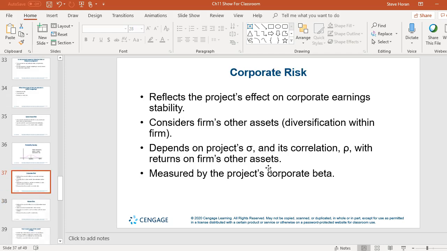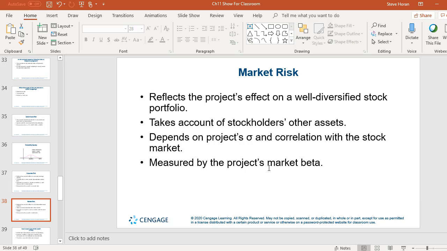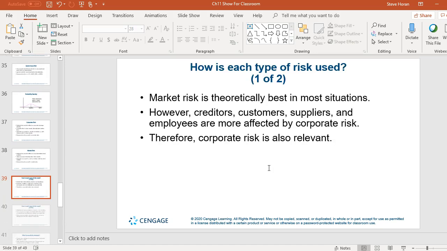Corporate risk is basically saying, if we do this project, how will that affect the riskiness of the corporation as a whole? So that takes into account all the various other projects that the company has going on and how diversified those projects are. What's the portfolio of really risky projects to less risky projects to medium risk projects. So just kind of looking at how does this affect the risk of the company as a whole. And market risk is saying, how does this project affect a well-diversified stock portfolio, taking into account stockholders' other assets, okay? But it can be measured by the project's market beta.